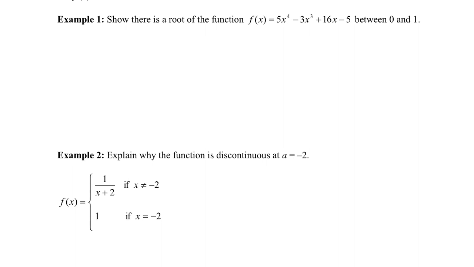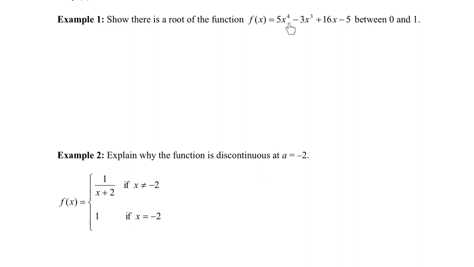So this first example says, show there's a root of the function here between 0 and 1. By root, what we mean is there is a solution. Like if I set this equal to 0, there will be a solution to that equation, or a 0. Basically, if I were to graph this, it will cross the x-axis between 0 and 1. If I set this equal to 0 and I'm asked to solve it, there's some solution between 0 and 1. So a root of this function between 0 and 1.